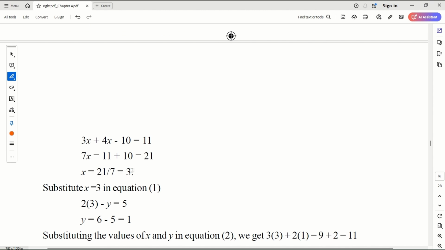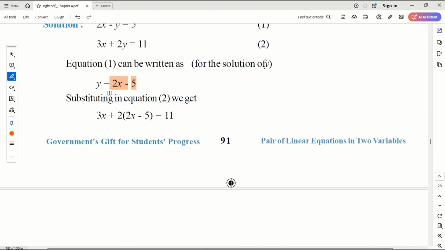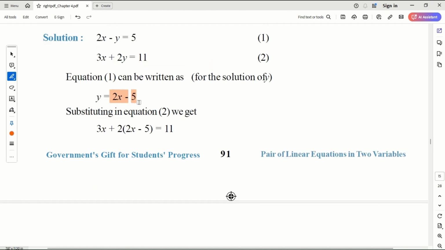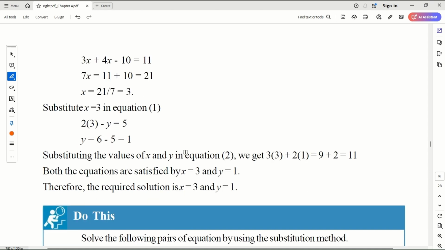Now you substitute this x value in any of the equations above, whichever is simple. In this case, we are substituting in equation 1, which is y equal to 2x minus 5. So 2 into 3 minus 5, which is 1. Y is 1. This is the substitution method, where you find one variable in terms of the other from one equation, substitute it in the second equation, then you get one variable value. You take that value, substitute it in any of the equations, and you get the second variable value.